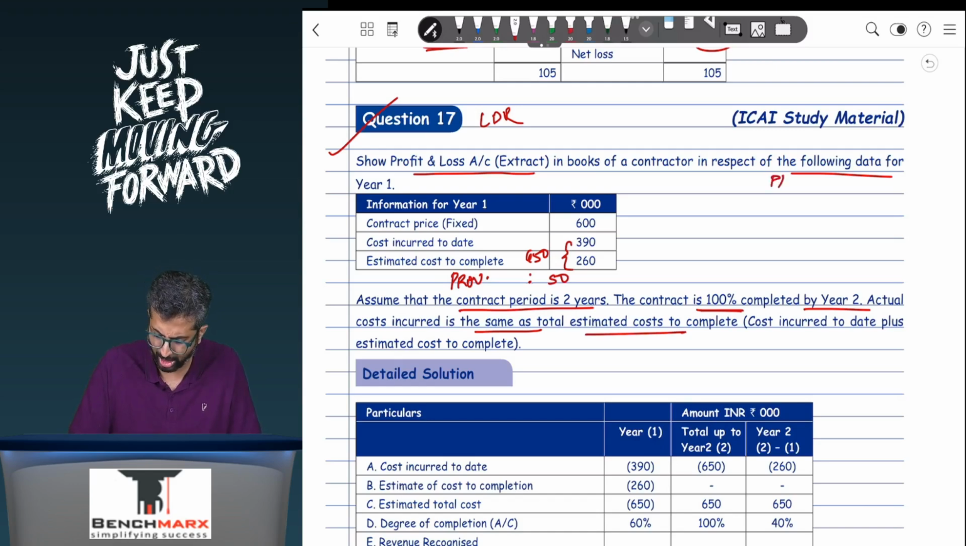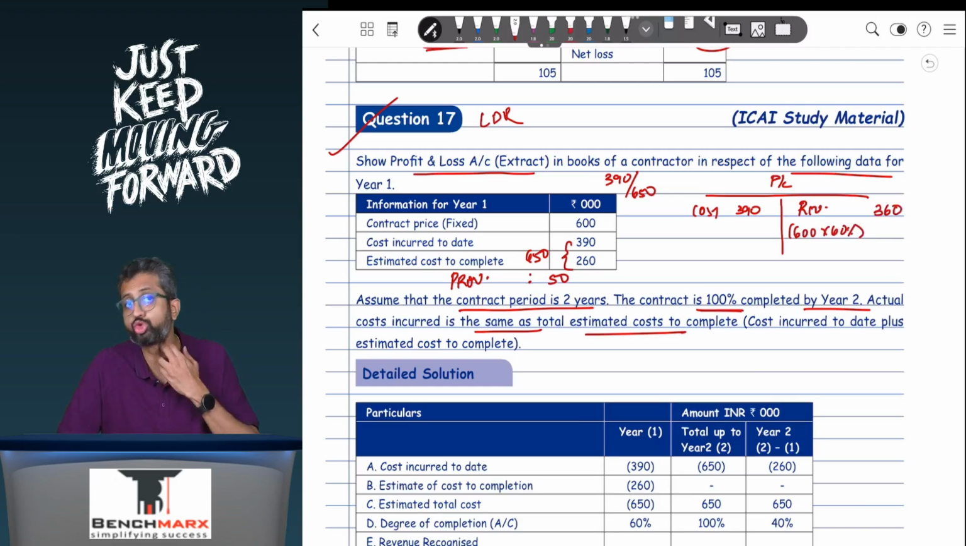So if I have to calculate the profit and loss, let us say in the first year, I will say what is the contract cost incurred, sir, 390, and what is the revenue that is to be recorded. Well, that is based on the stage of completion, that is 390 divided by 650. So 390 by 650 comes to I think 60%. So revenue will be recorded as 600 into 60%, that comes to 360.